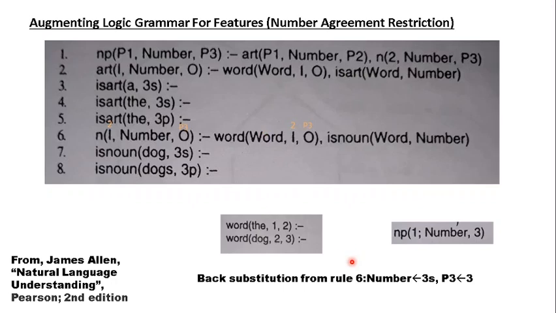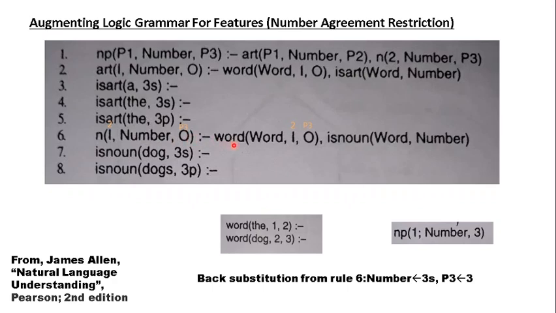Now we are supposed to move to the next section of the first predicate, that is N2 number 3. If we consider the case of rule number 6, 2 is substituted for I, number is substituted with number itself, and O is substituted with P3. Now we have to expand the right hand side so that we will finally get the number value and the value for P3.